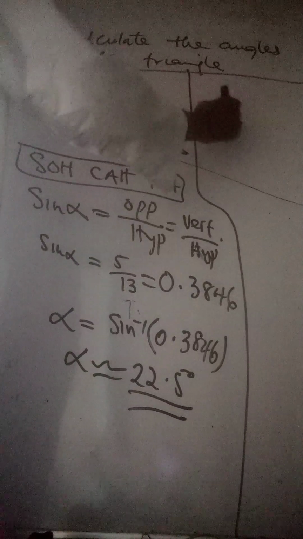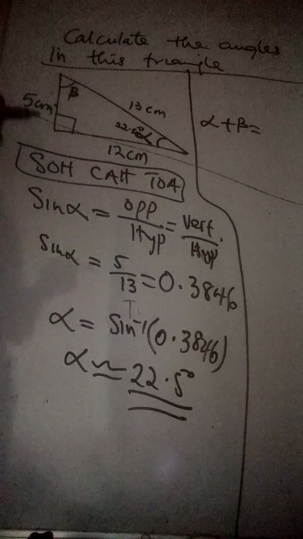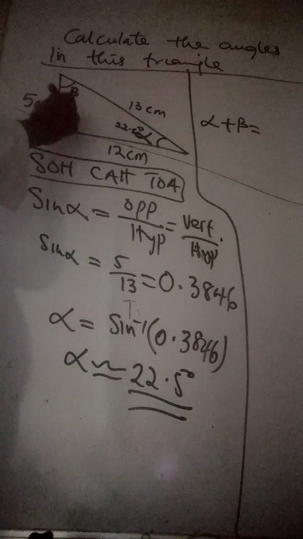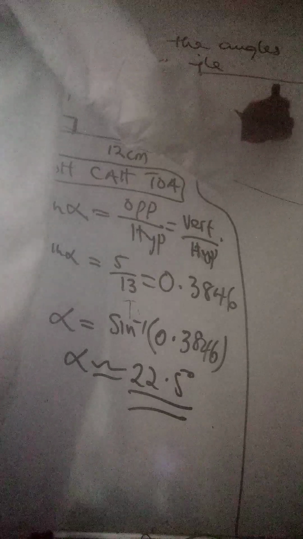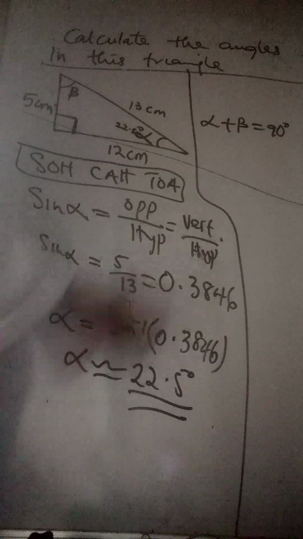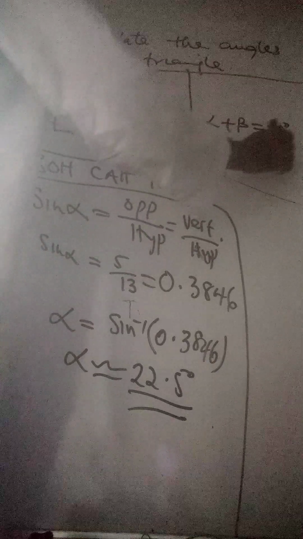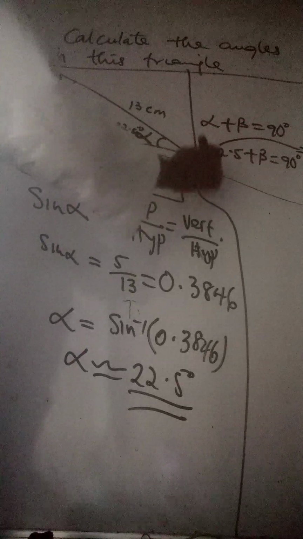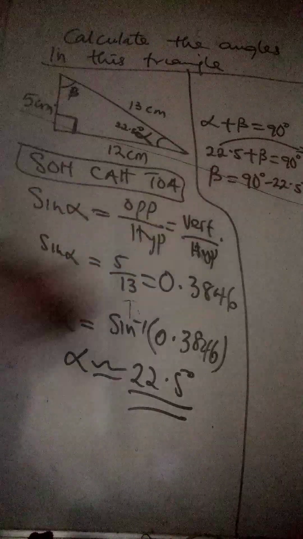That is alpha plus beta from the right angle triangle. Please do not misquote me. In any right angle triangle, the two other angles aside that angle 90 are complementary. And that means when you add the two together, it will give you 90 degrees. So since I know that, and I've gotten one of the two, then I can easily say that 22.5 plus beta is equal to 90 degrees. So by shifting this one to this side, beta will be 90 degrees minus 22.5 degrees.